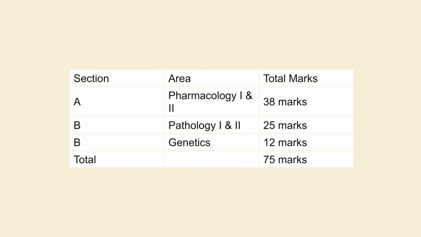Pass mark is around 32 or 38. I think 38. I think so. So if you are getting 38 in pharmacology and you're getting 0 in pathology, 0 in genetics, you are passed.